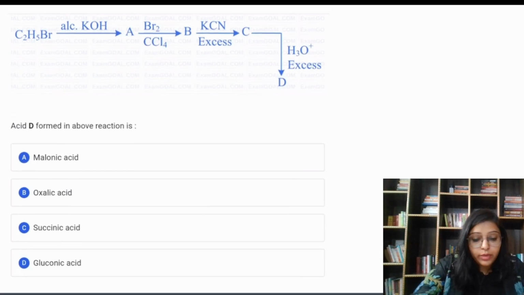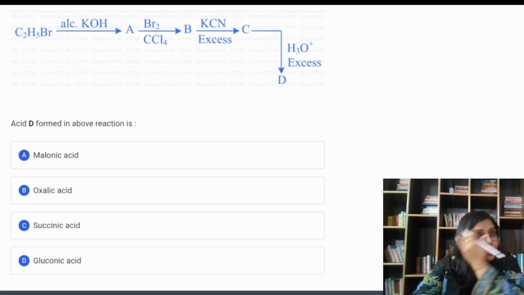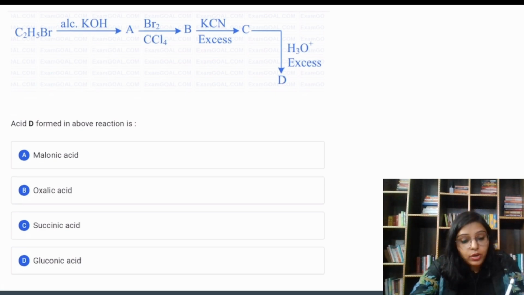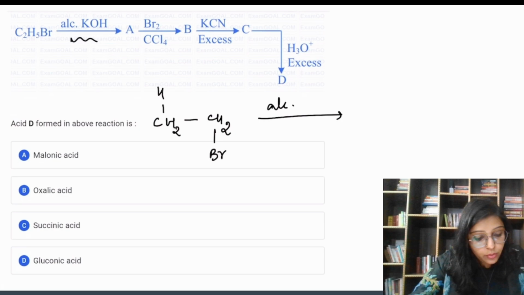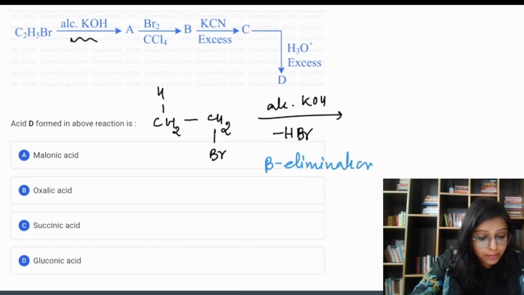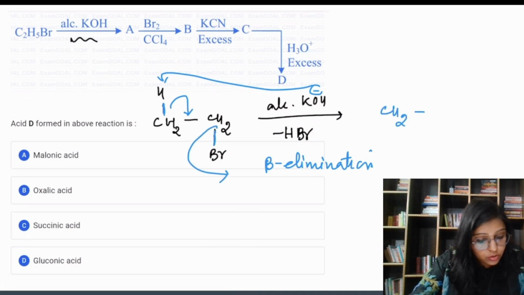Okay, now let's do the next question, beta. The next question is based on a series of reagents. We have C2H5Br in presence of alcoholic KOH, that is CH3CH2Br. With alcoholic KOH, what you need to do? Dehydrohalogenation to remove HBr. We have to perform beta elimination. So what happens? OH minus takes this hydrogen, the electrons of this bond shift over here and Br leaves. So we get CH2 double bond CH2.